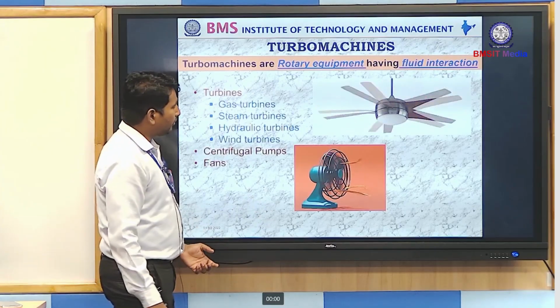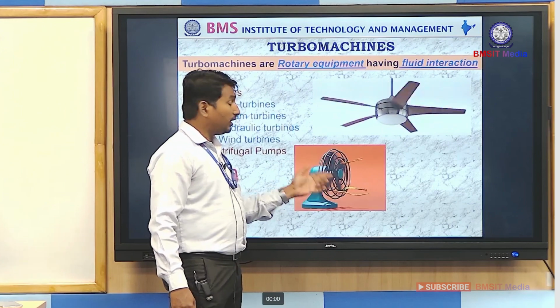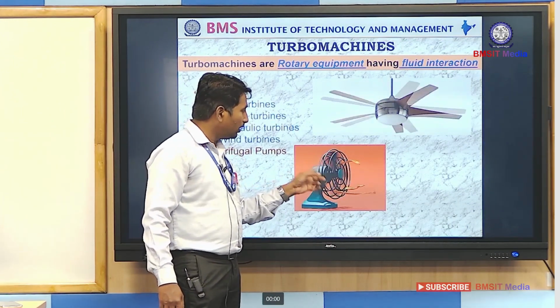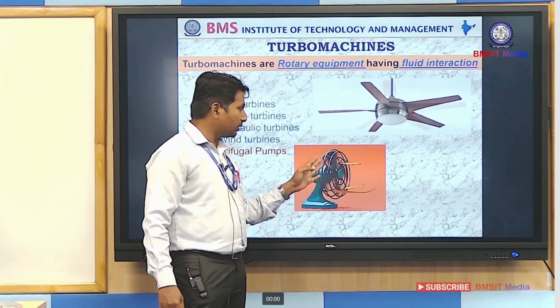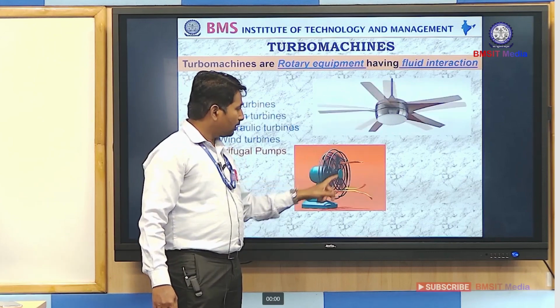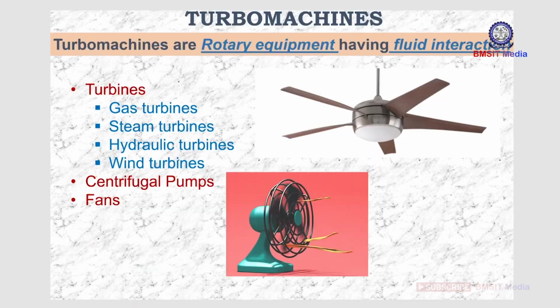Next, fans. As you all know, a fan is a device where air is the interacting medium, and this is a rotating equipment. The function of this fan is to blow the air. The interacting medium is the air and the rotating element you can also see here. So this is also considered a turbo machine.